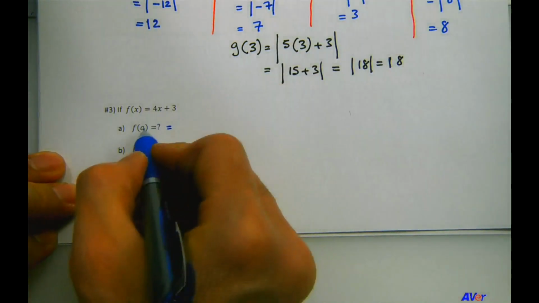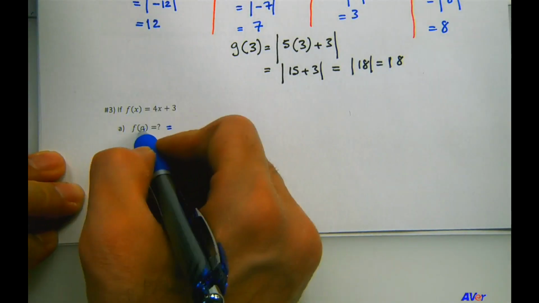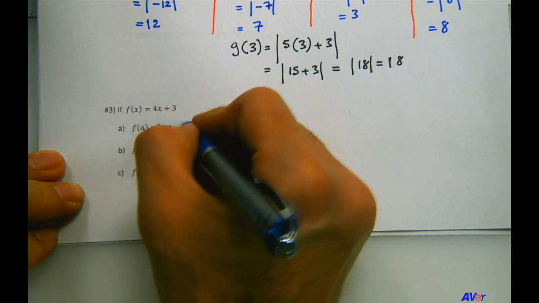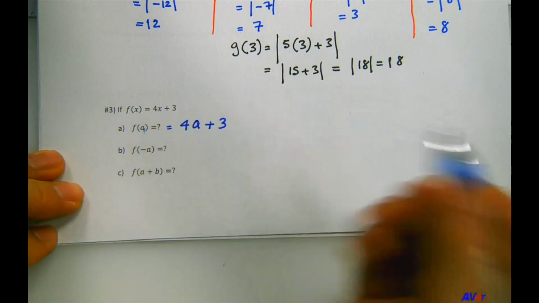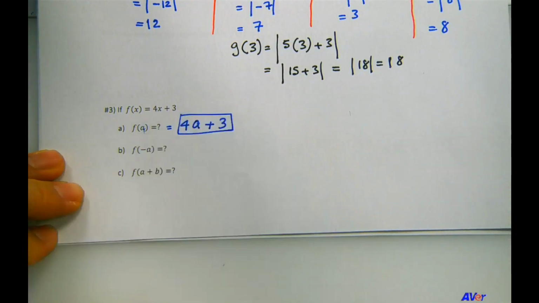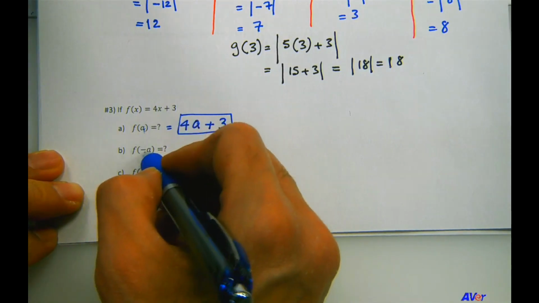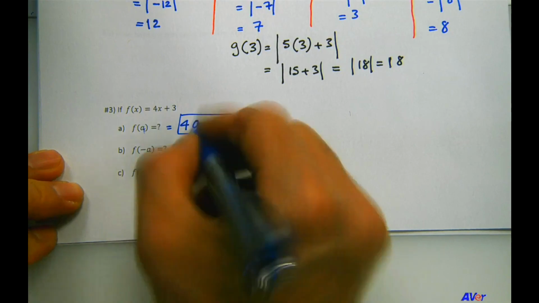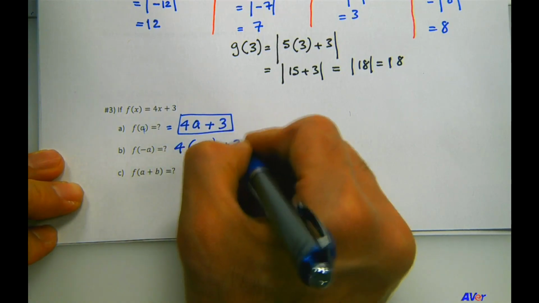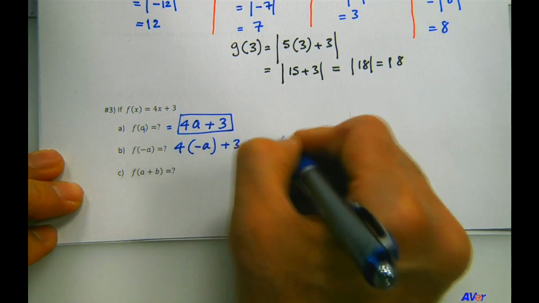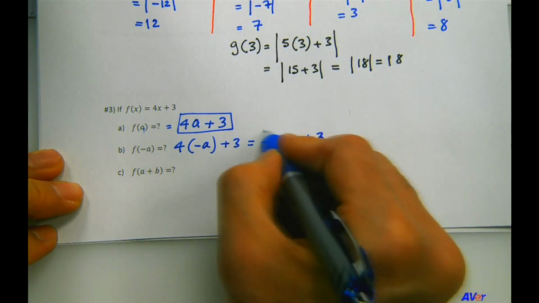Okay, so this simply means substitute wherever you see x with letter a or variable a. So we have 4 times a plus 3, and we're done. That's the final answer. This one means wherever you see x, substitute it or replace it with minus a. So 4 times negative a plus 3, that is equal to minus 4a plus 3.